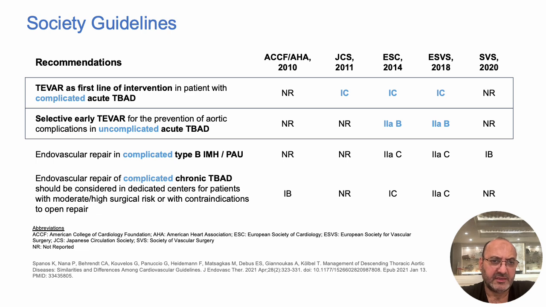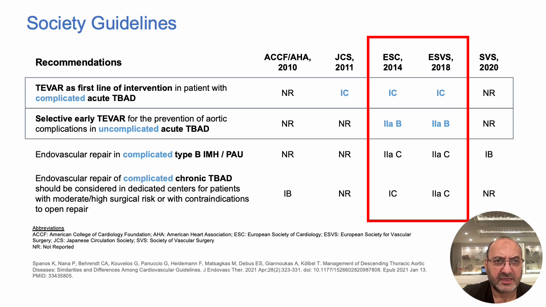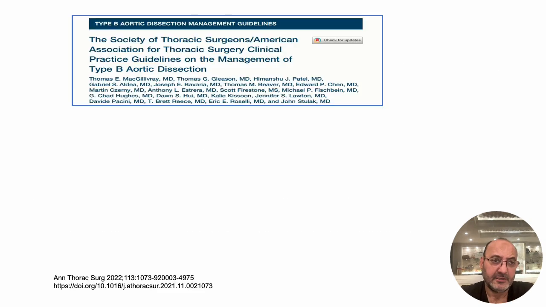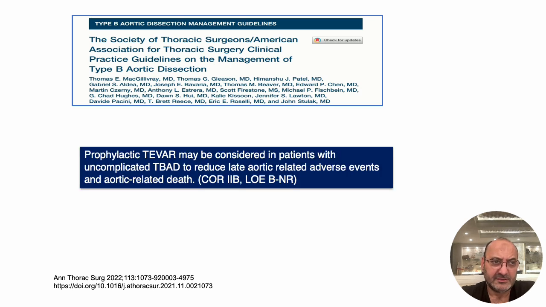When you look at the society guidelines, the European Society of Cardiology and European Society of Vascular Surgery recommended TEVAR in complicated type B dissection and selective TEVAR in uncomplicated type B dissection for prevention of complications. The recent Society of Thoracic Surgeons and American Association for Thoracic Surgery clinical practice guideline has recommended that prophylactic TEVAR may be considered in patients with uncomplicated type B dissection to reduce aortic-related adverse events.